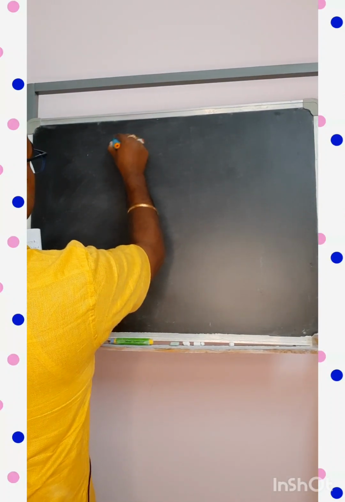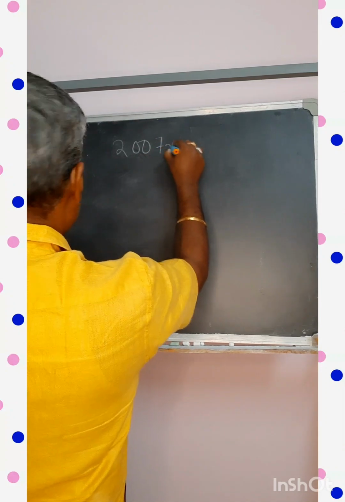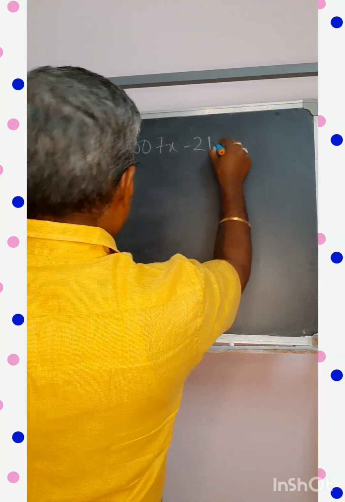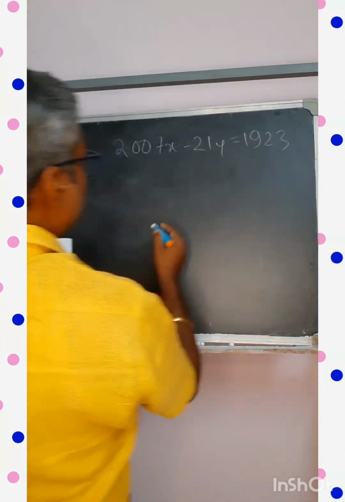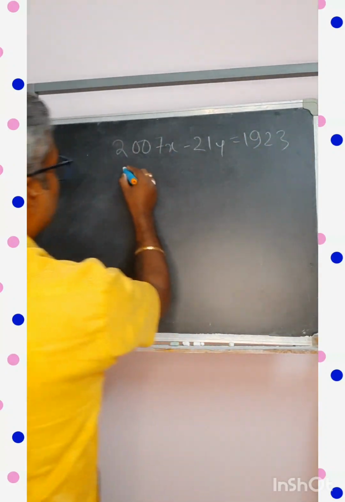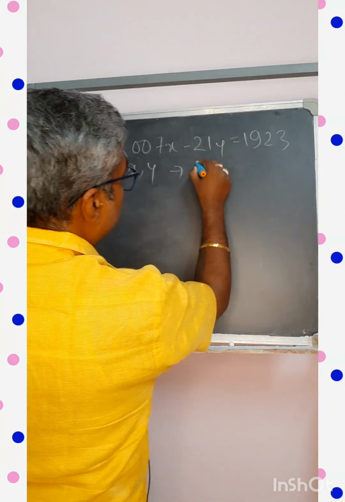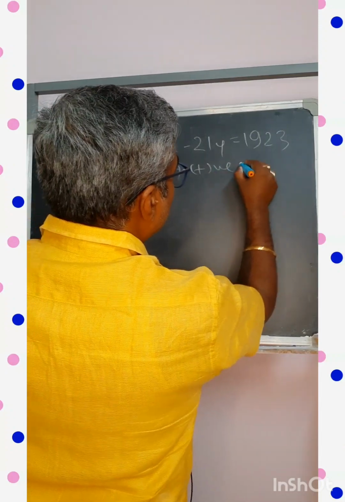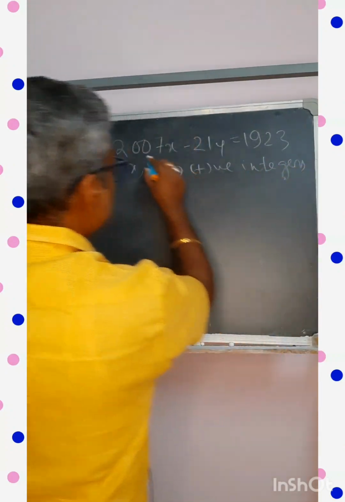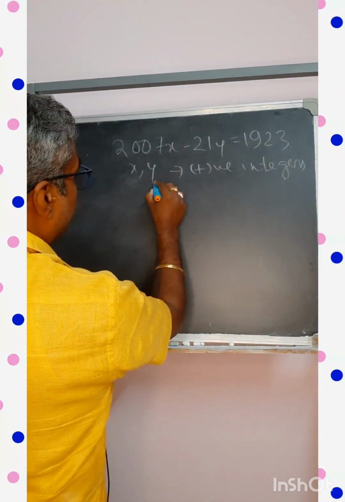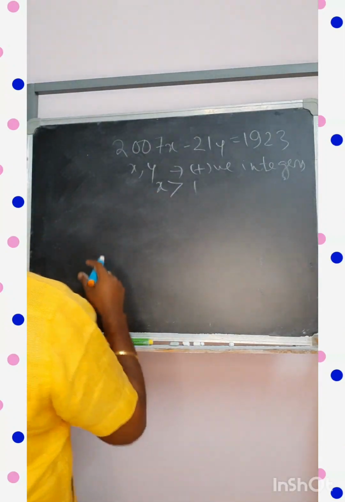Another problem: an equation 2007x minus 21y equals 1923. This is an equation where x and y are the variables, and both are positive integers for which this equation is satisfied, and x is greater than or equal to 1. This is the second condition.